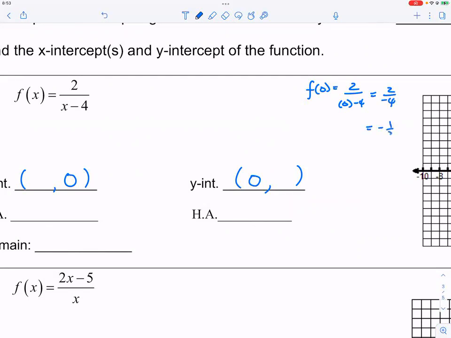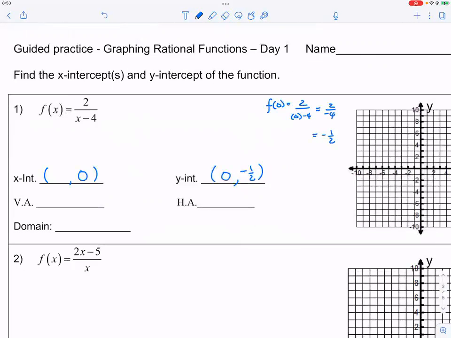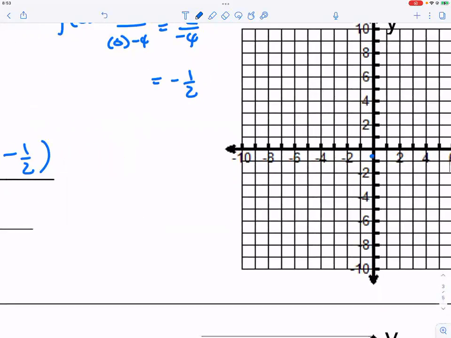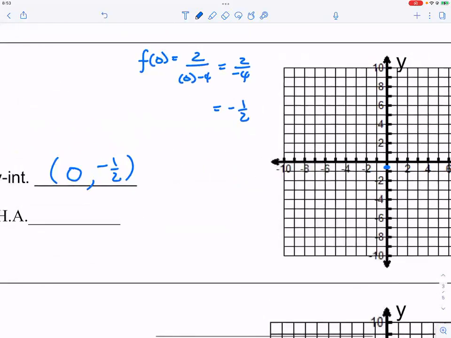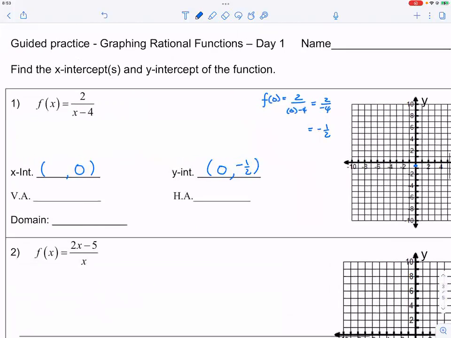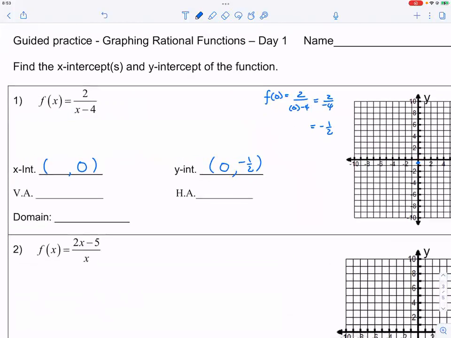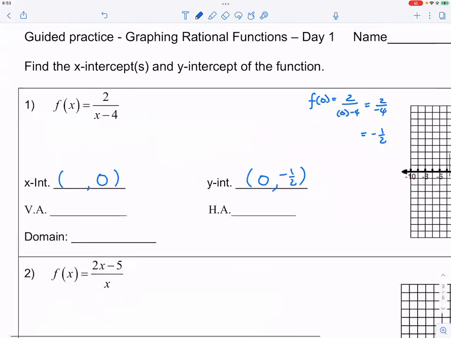So when I put in 0 into the x, I've got -1/2. So I'm going to put a point right here, -1/2. Now that we have that, what about the x-intercept? Well, x-intercept is when you have the y equal to 0.